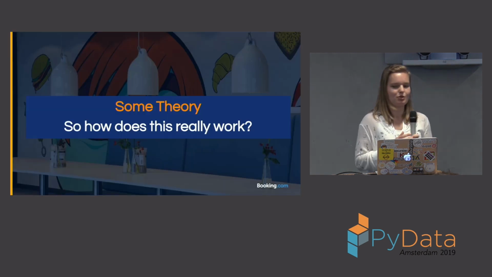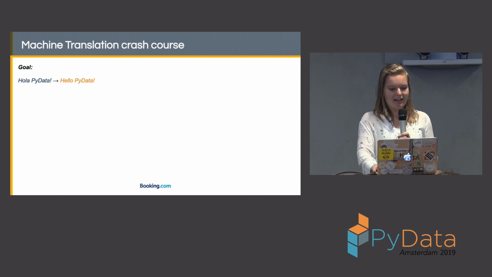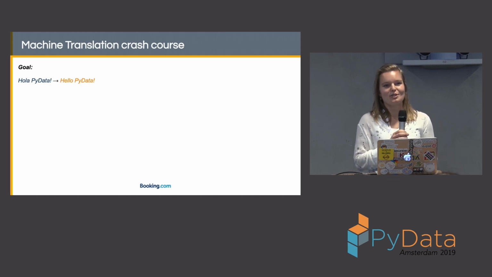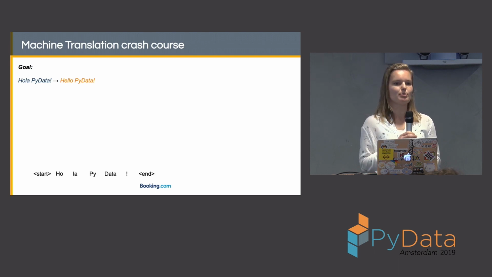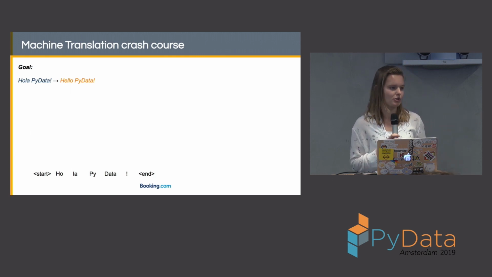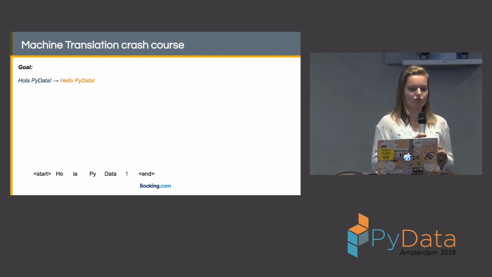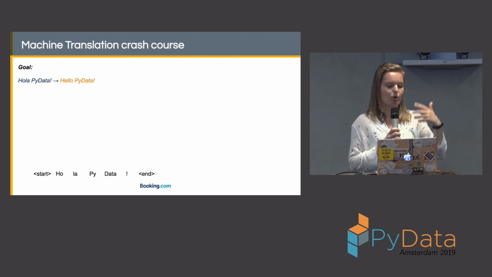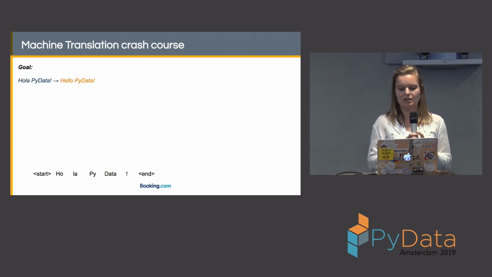So I also want to show you a little bit of theory of how we really do this. Let's look at this translation: we want to translate from the Spanish "hola PyData" to "hello PyData". We start by splitting the source sentence, the Spanish sentence, into subwords. In the beginning, we decide what subwords we can use. It's actually a dictionary of about 30,000 subwords.